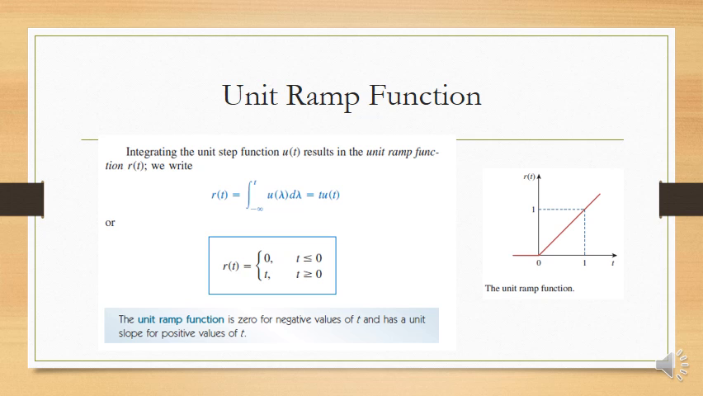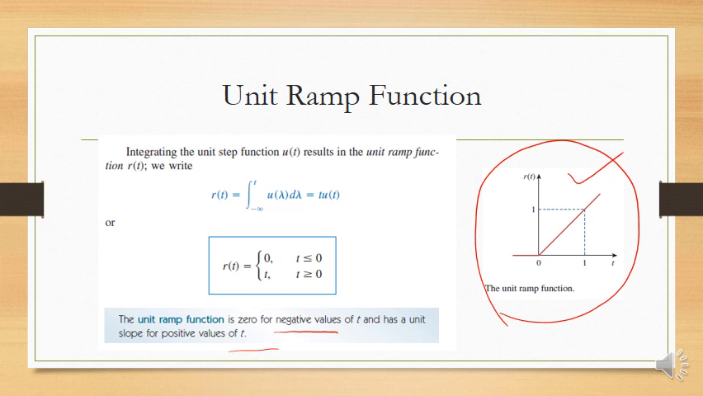Now the third one is the unit ramp function. You see the direction, it is a ramp. Integrating the unit step function results in the unit ramp function. The unit ramp function is 0 for negative values and it has a slope for positive values. This is the slope of our unit ramp function. The unit impulse function was the derivative of the unit step function, and the unit ramp function is the integral of the unit step function, right?